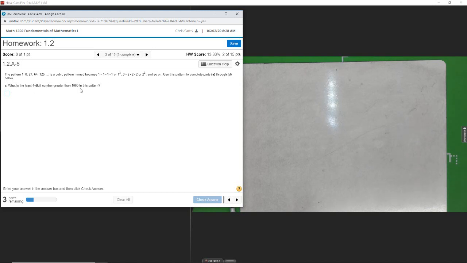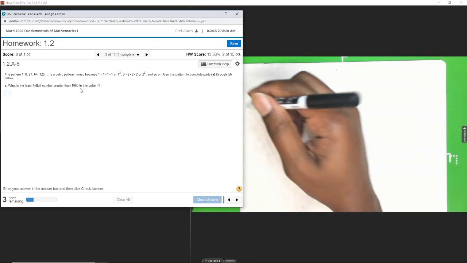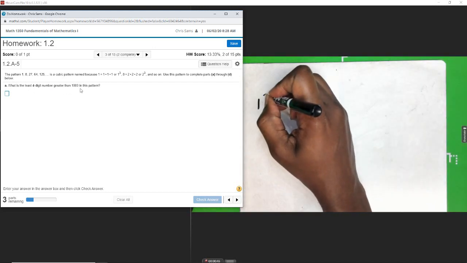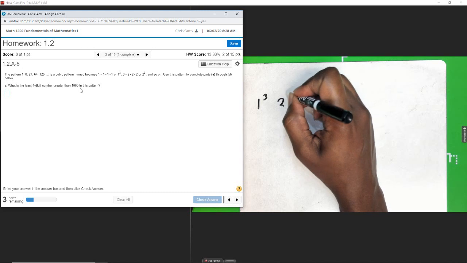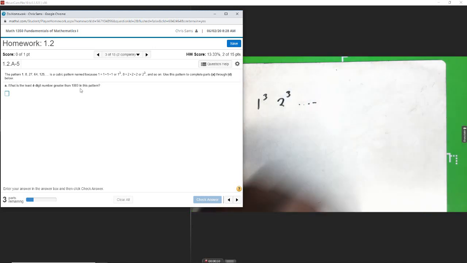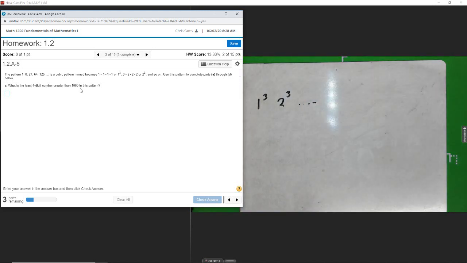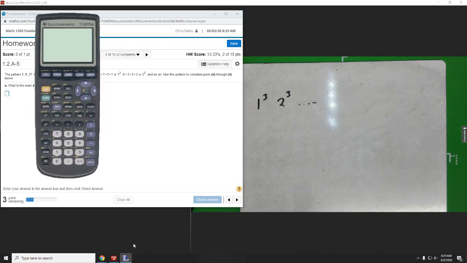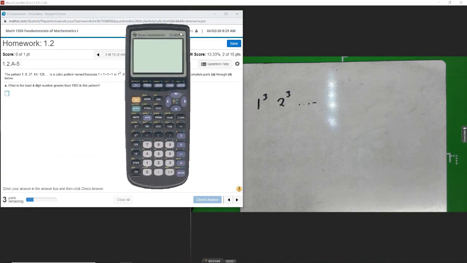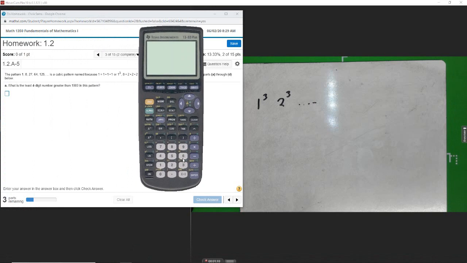Okay, so this pattern will be going 1 cubed, 2 cubed, and so on, and we want to know the smallest number that we get that's going to be bigger than 1,000. So what we can do is guess and check, pick some numbers and see where we land, and then we can actually be exact and use a table. I'm not sure how long the table would take or how many numbers we have to go through, so let's just try to do some numbers first.